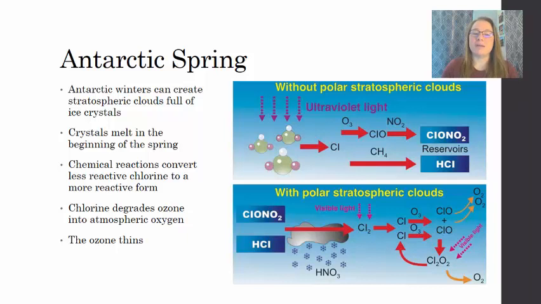As those crystals melt in the beginning of springtime, some chemical reactions occur that convert the chlorine into a more reactive form. And that chlorine is going to react with the ozone to break down the ozone in the stratosphere. Now this, again, is a natural process. It occurs in Antarctic springtime, which is the fall in the northern hemisphere. But since this is a natural process, it tends to be reversed naturally as well. And the amount of ozone depletion from Antarctic spring should be able to be healed during the Antarctic summer and fall and winter.